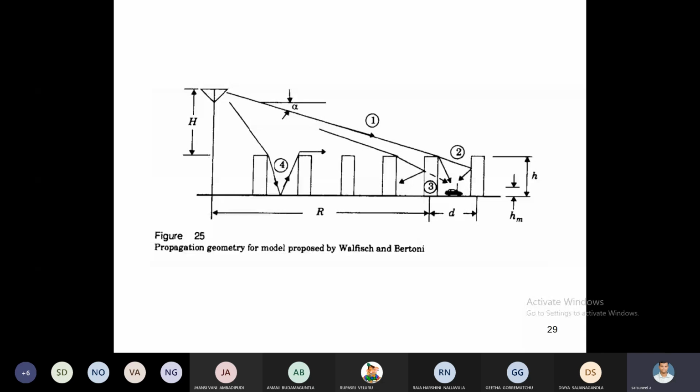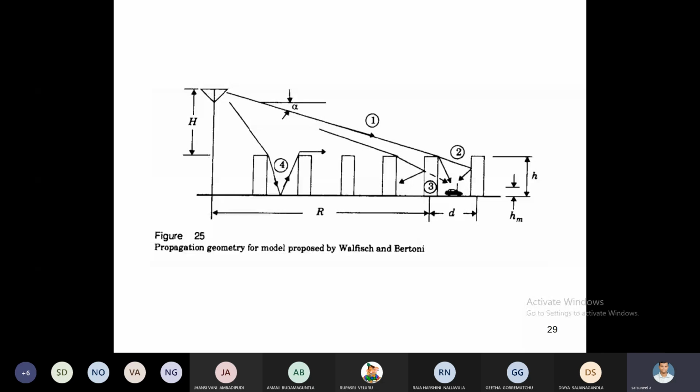Next, what is meant by P1? P1 is nothing but the signal loss due to diffraction. Finally, in terms of dB, the path loss S in dB is equal to L0 plus LRTS plus LMS. What is L0? Free space path loss. LRTS is the rooftop to street diffraction and scatter loss. LMS is the multi-screen diffraction loss. This is about the Walfisch and Bertoni model.